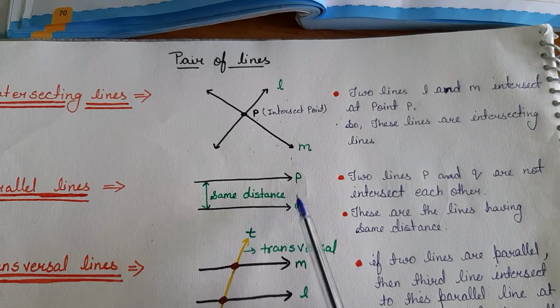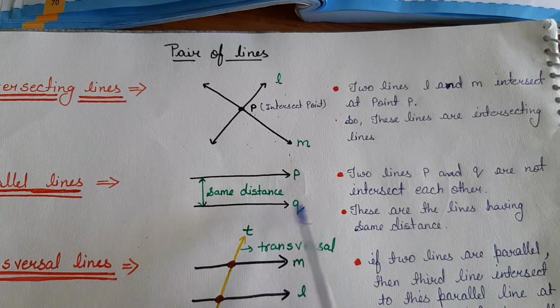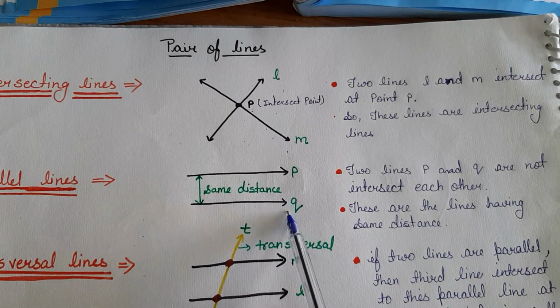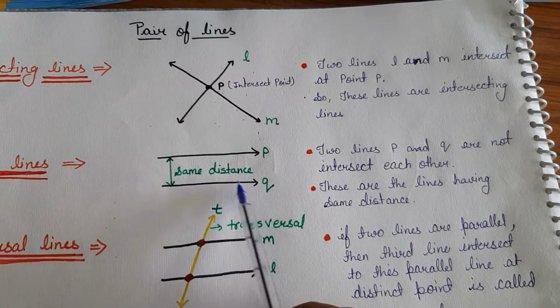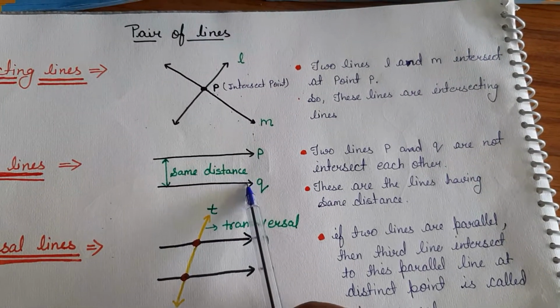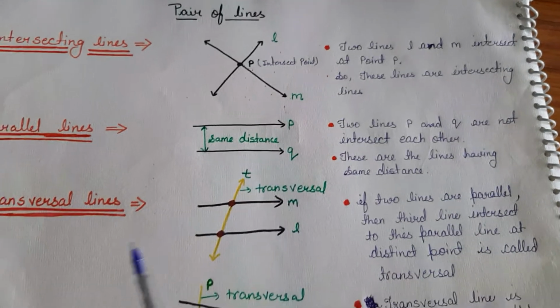Now parallel line, what is a parallel line? If two lines P and Q do not intersect at any common point, and they are moving with the same distance between them, that is called a parallel line.